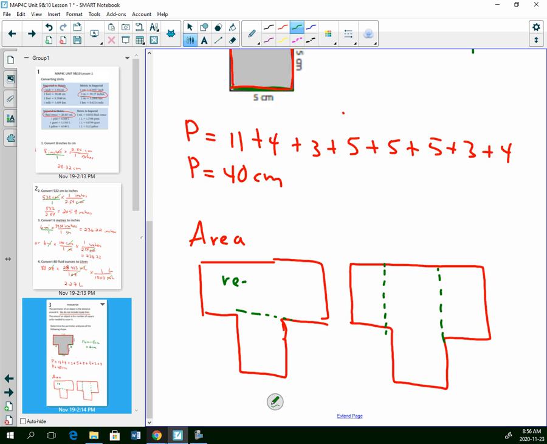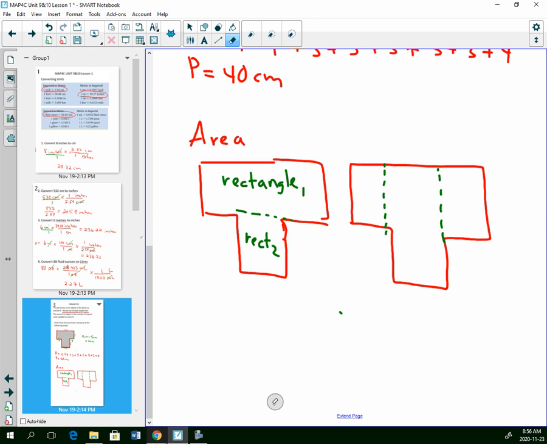So I might call this rectangle 1 and rectangle 2, right? So when I keep my answer, I keep it organized. So area is going to be rectangle 1 plus rectangle 2, right? So I sort of keep my answer organized because a lot of times I'm trying to sort out what you're writing. So the more organized you are, the better for me. So I can figure out where you got all these numbers from.